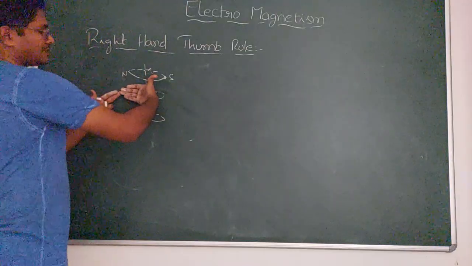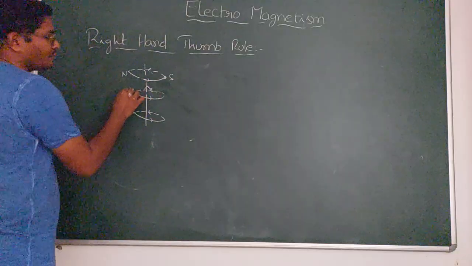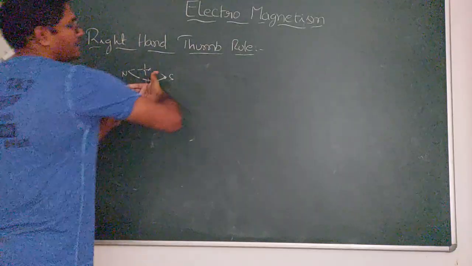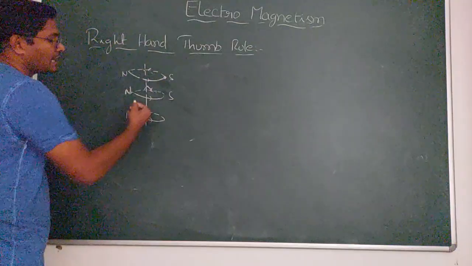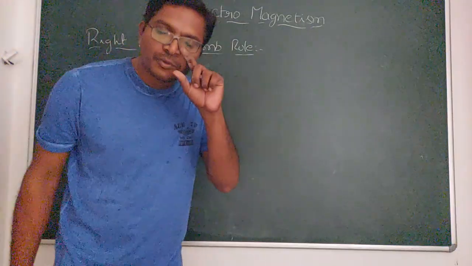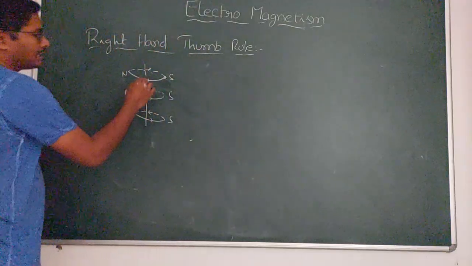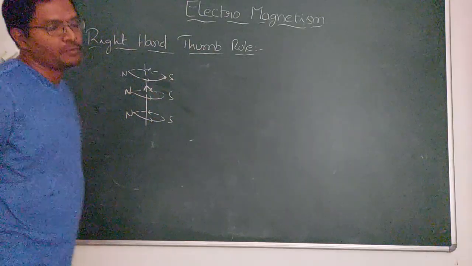And here, lines are moving away. Where the lines are moving away, that is said to be the north pole. Where the lines are entering, that is said to be the south pole. Okay. So this is when the current is moving in the upward direction. Current in the upward direction will move out.